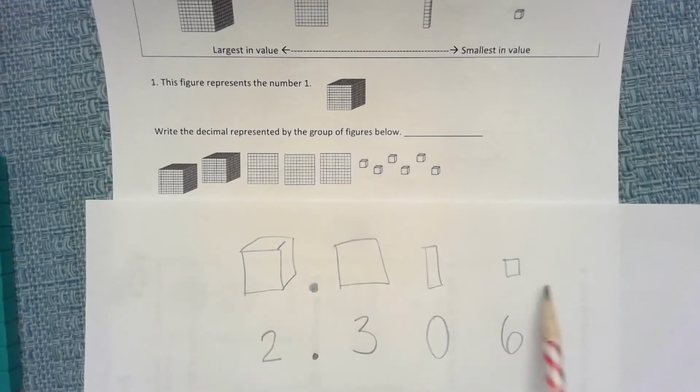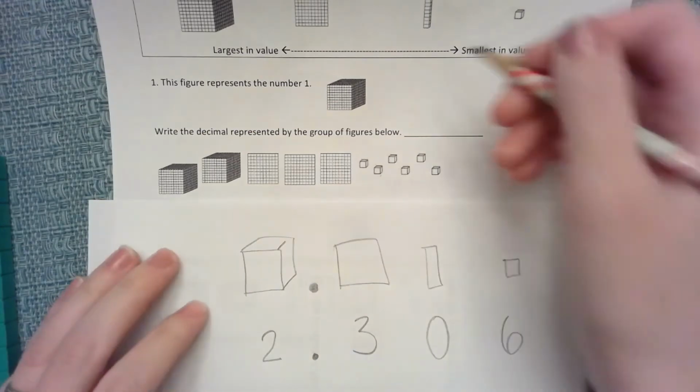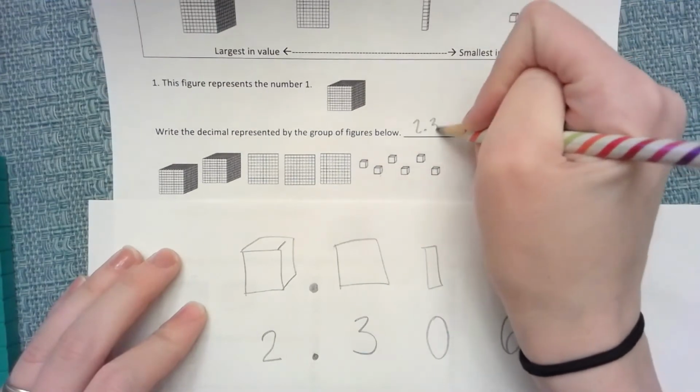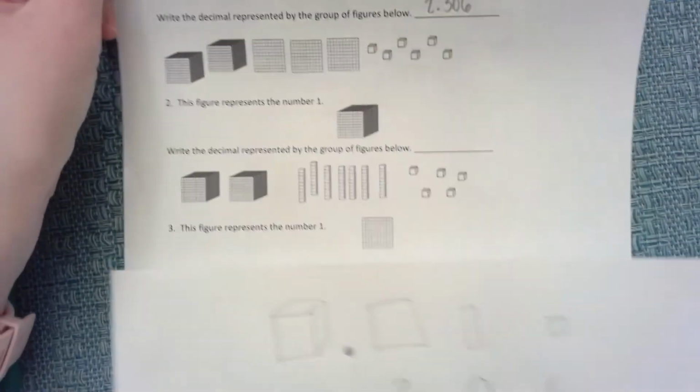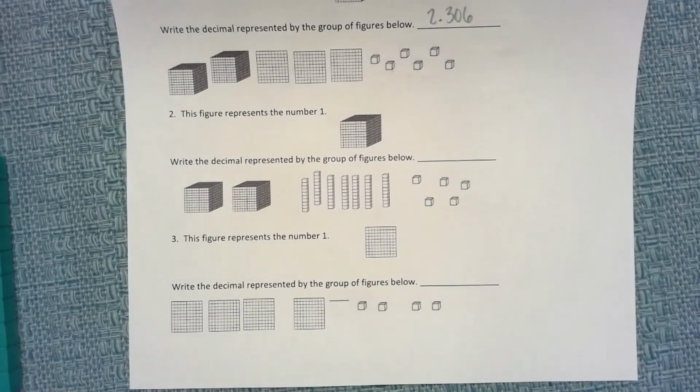So because I used my visuals of each of the different values and I recognized where my place value went, I was able to get the right answer of 2 and 306 thousandths. Let's look at the second one. Okay, we're going to use the same idea.